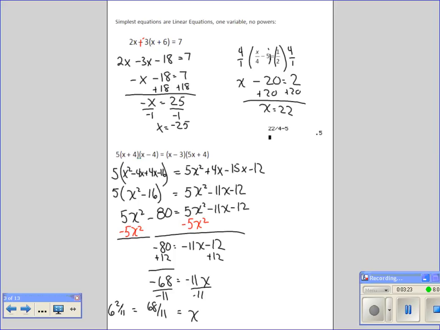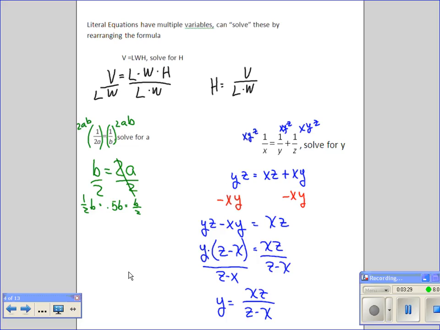Literal equations have multiple variables, so we're not really solving in the sense that we're coming up with an answer in the form x equals 2. What we're doing is really rearranging the formula. So volume equals length times width times height is a formula for the volume of a rectangular box. And if we want to solve for the height h, what we need to do is peel off the variables we don't need, the L and W.